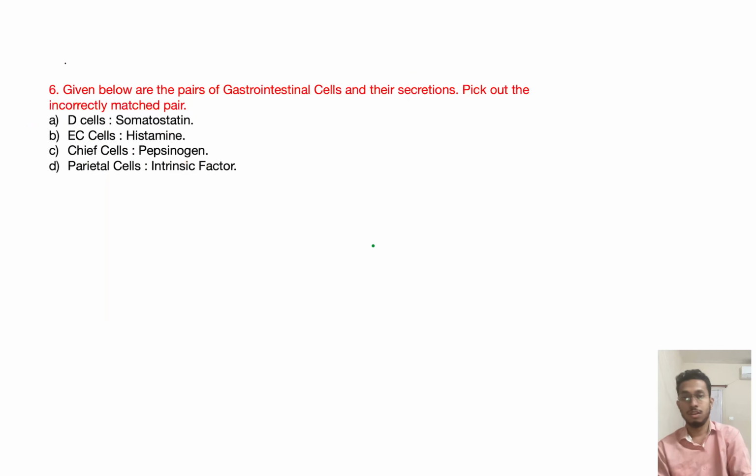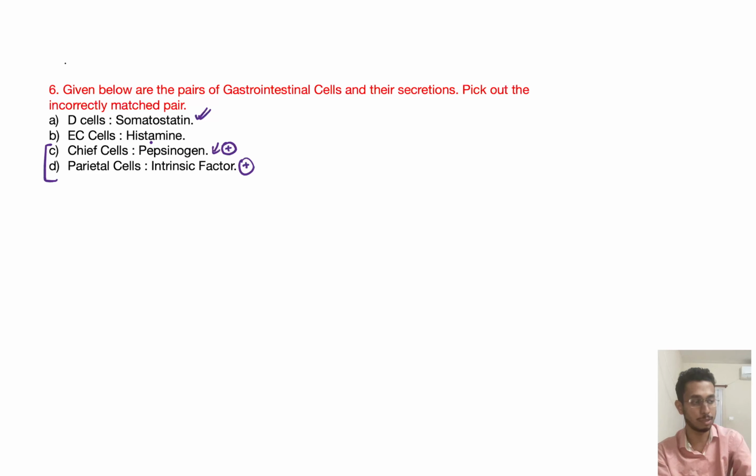So, this is from the basic physiology part. Given below are pairs of GI cells and their secretion, pick out the incorrectly matched pair. So, chief cell, pepsinogen, we have already discussed, parietal cell, intrinsic factor, these two are true. Now, D cell secretes somatostatin, this is also true. Now, the confusion here was created by EC cell. EC cell does not secrete histamine.